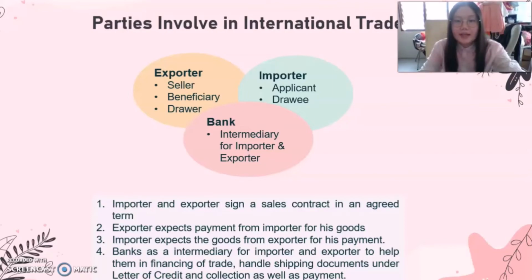The bank acts as an intermediary for importer and exporter to help them in trade financing, and handles shipping documents under letters of credit and collections, as well as payment. The bank also handles the document processing in international trade.